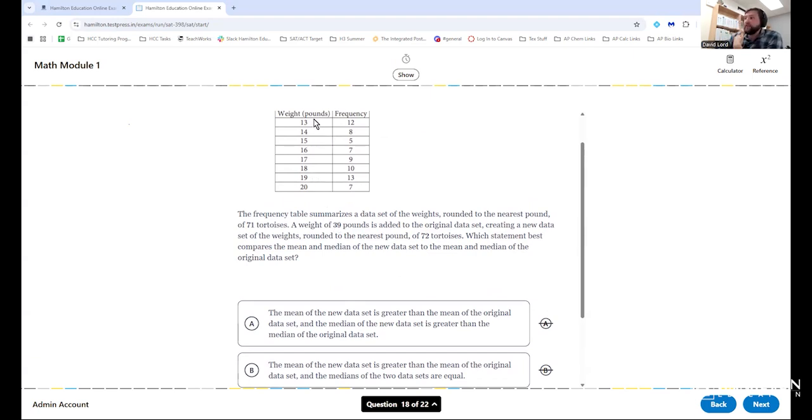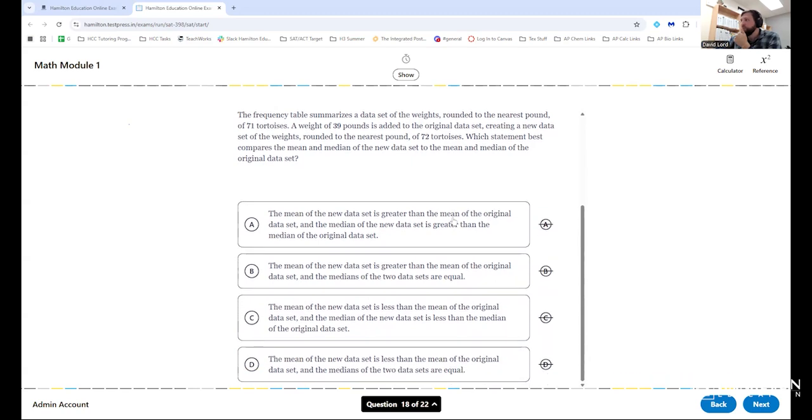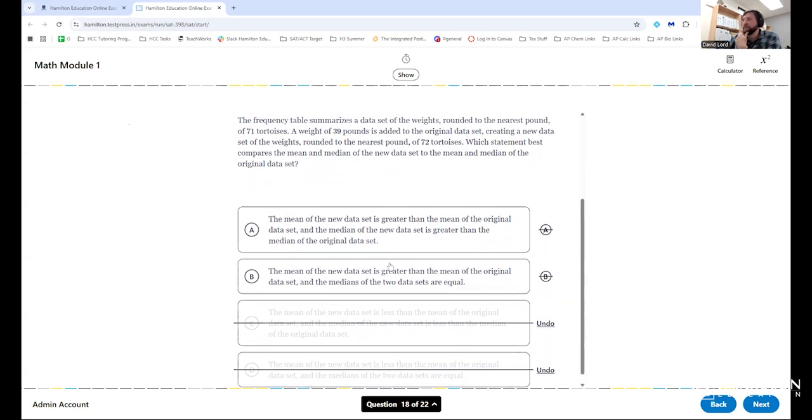If instead they added a tortoise with the weight of 1 pound, then that would decrease the mean. So we should be looking for the mean goes up. Now, what about the median? Well, the median could increase, but it could also stay the same. But we can cross off the answers that don't have the mean increases. A has the mean increases, B has the mean increases, C says it's less than, so we can cross off C, and D also is less than. So it has to be either A or B.